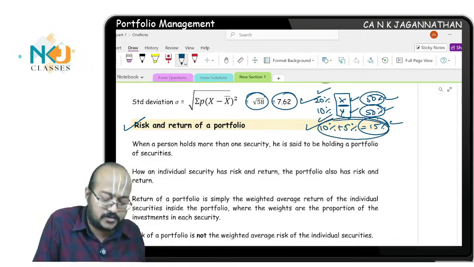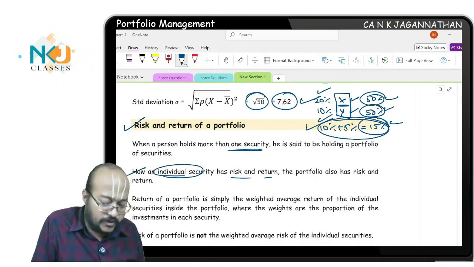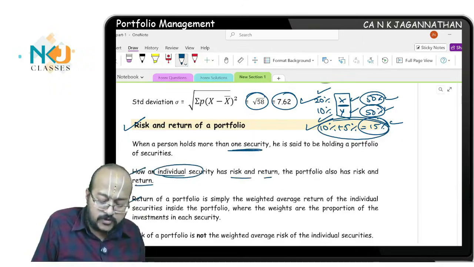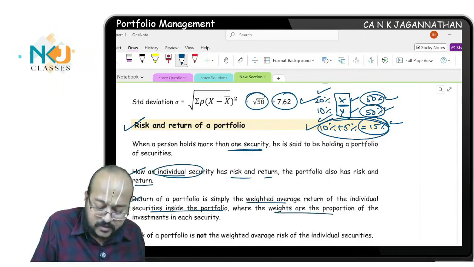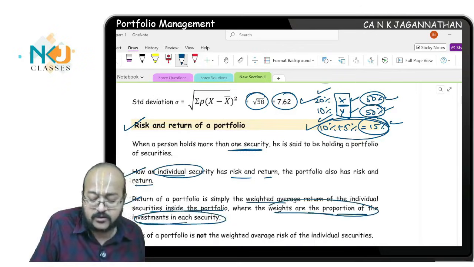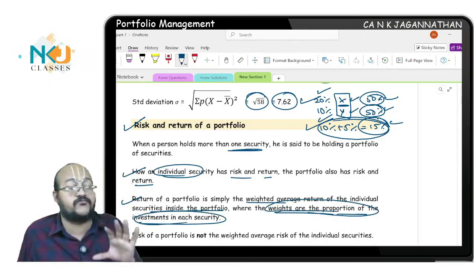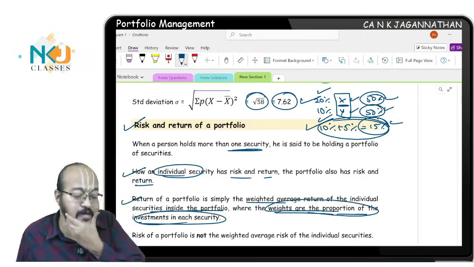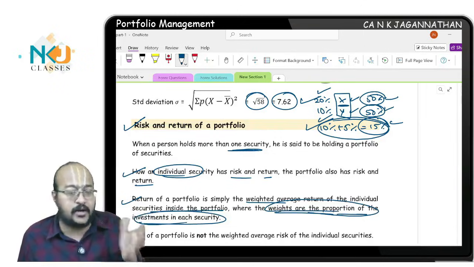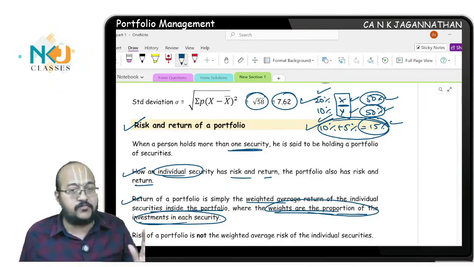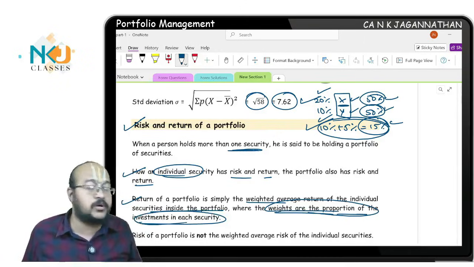So see here, when a person holds more than one security, he is said to be holding a portfolio of securities. How an individual security has risk and return, the portfolio also has risk and return. Return of a portfolio is simply the weighted average return of the individual securities inside the portfolio, where the weights are the proportion of the investments in each security. The proportion of the money put in each of these securities will become the weight of the security. Are you all understanding? We have a question, we will do that, you will understand everything. Very simple. Okay, now comes the important discussion.